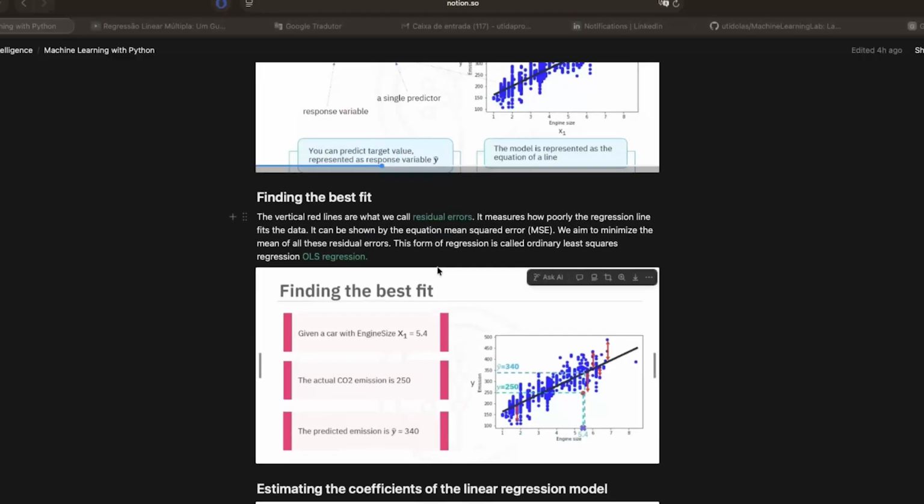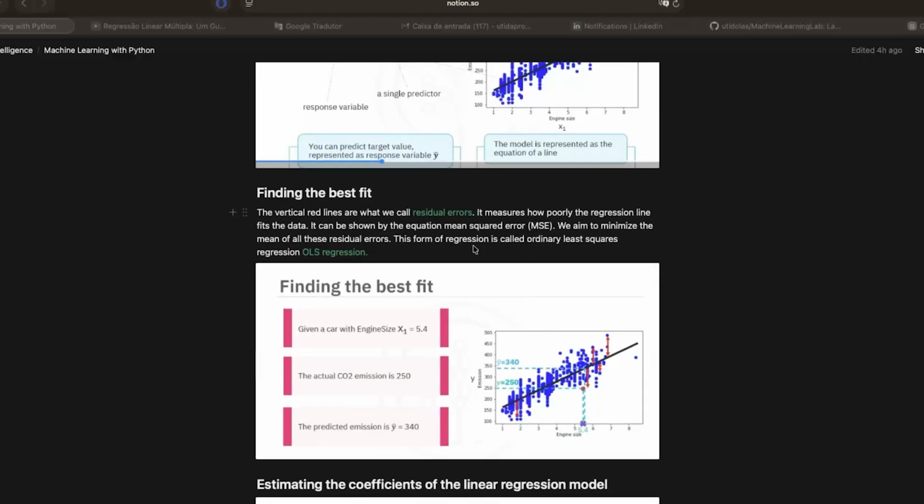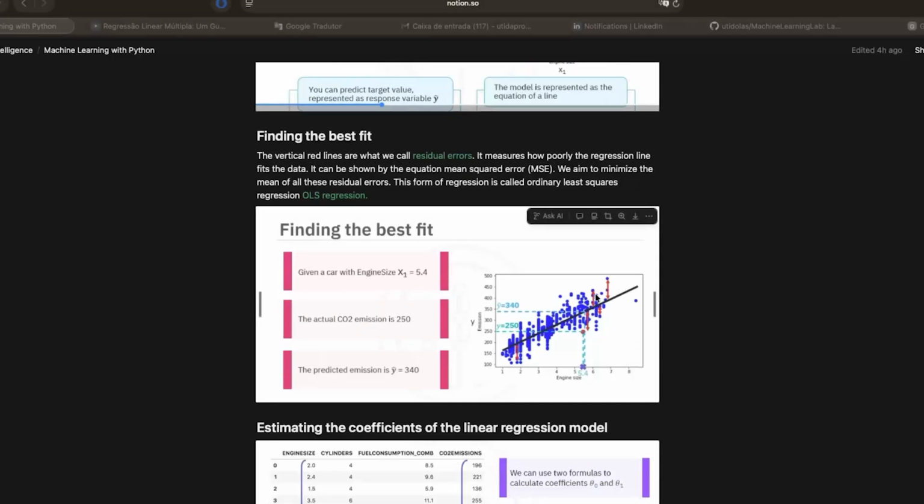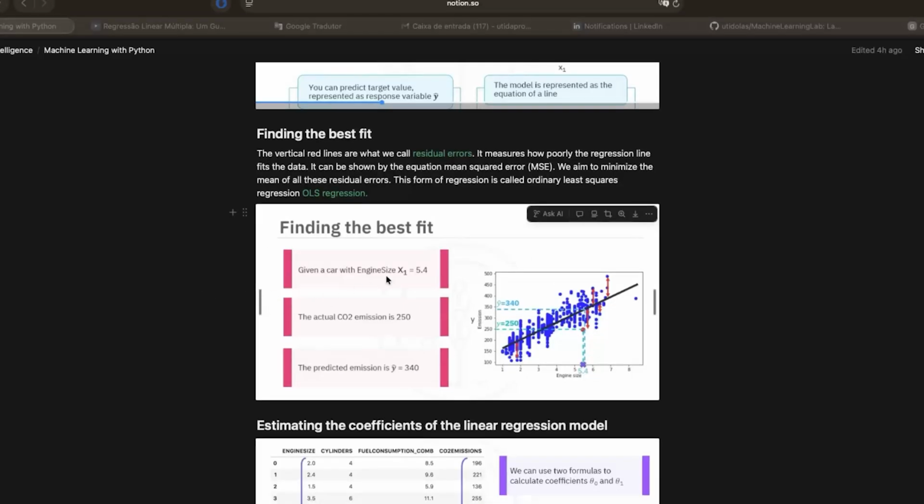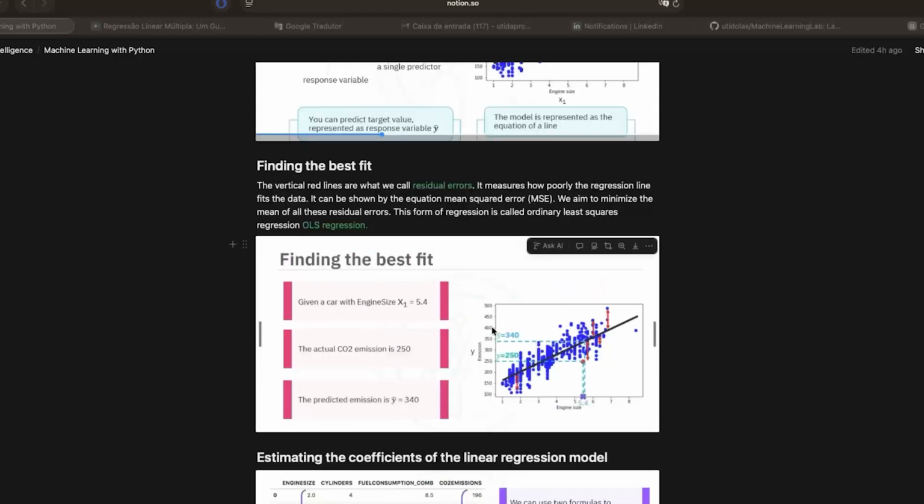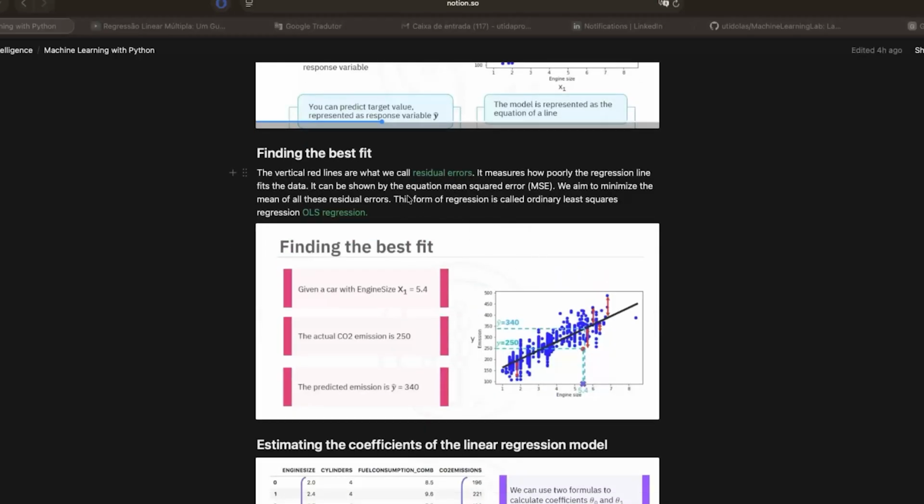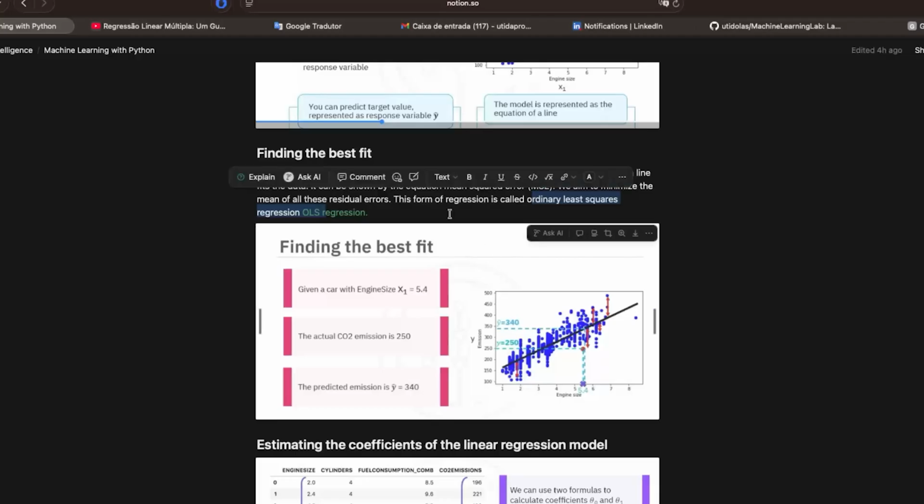So, finding the best fit. These red lines here are what I call residual errors. The bigger they are, the poorer our model is. So we aim to minimize these errors. We have some ways to minimize them, and we can measure them using the mean squared error, or MSE. And this approach, where we minimize the mean of all the residual errors, is called ordinary least squares regression.